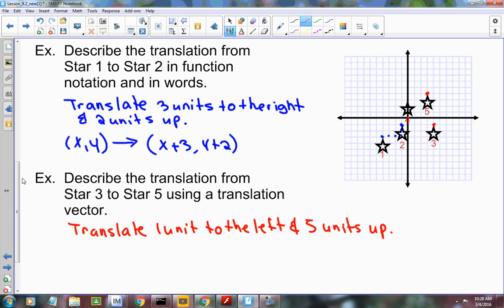Okay, and so Sam, what would my translation vector look like here? Okay, so it would be vector negative 1, 5. And what goes on either side? The little sideways V's, that's important, okay? Because if you just put parentheses, that indicates an ordered pair. And that's what we're actually moving, is the ordered pair. And we're moving it through this vector, okay?